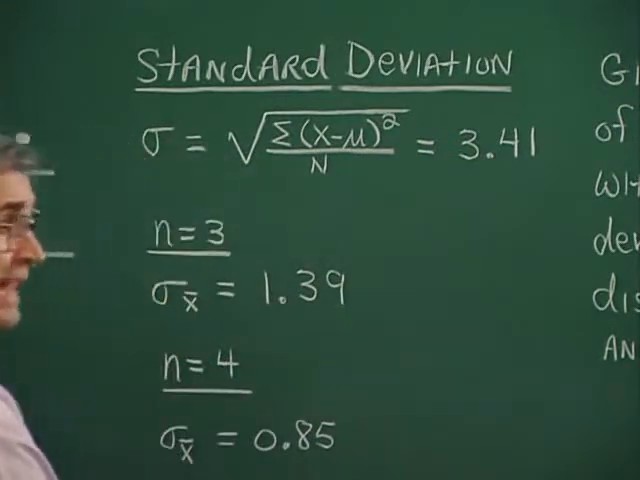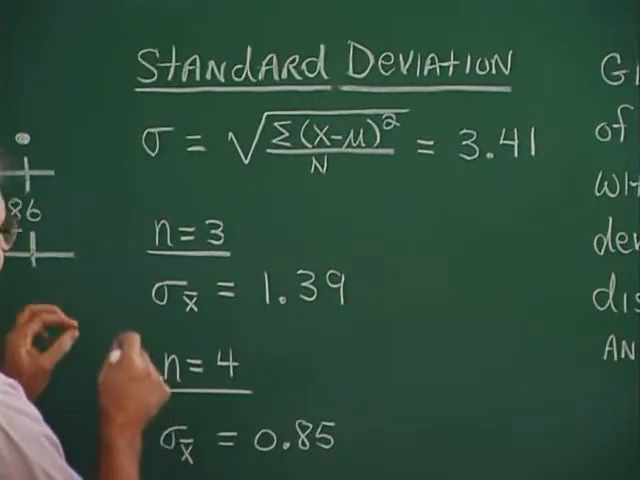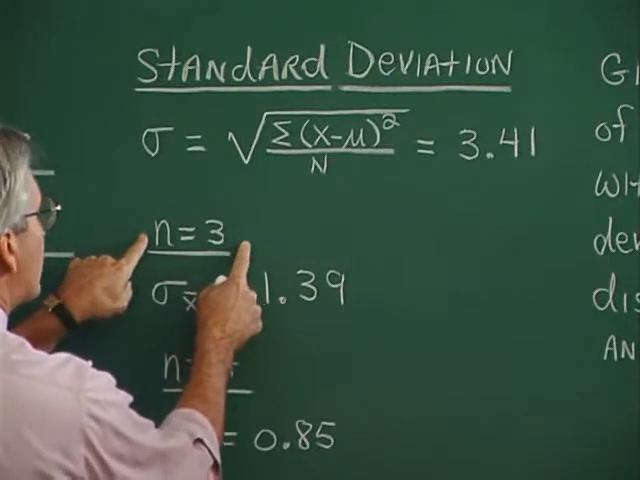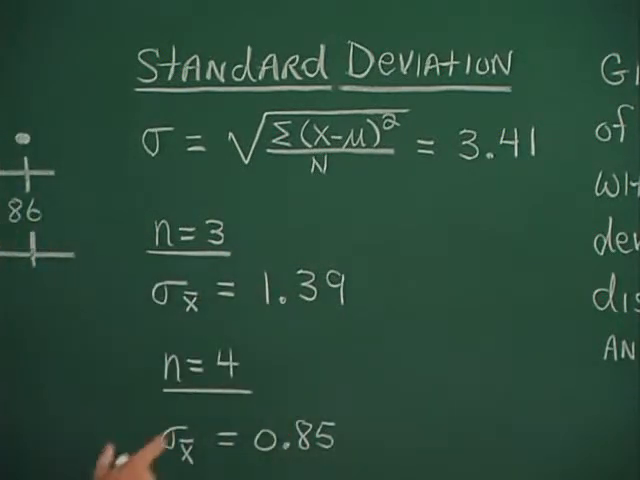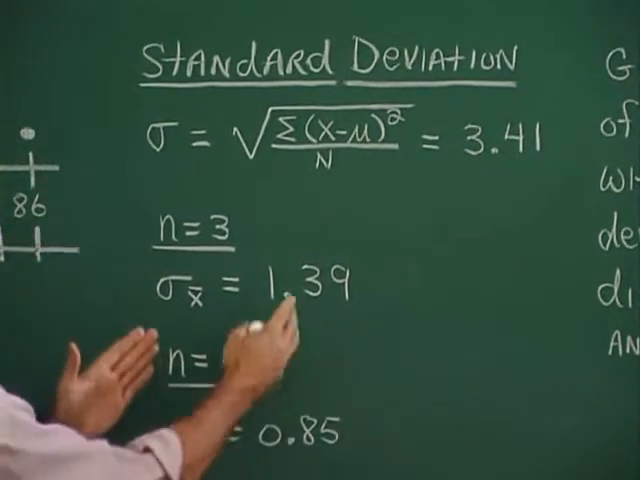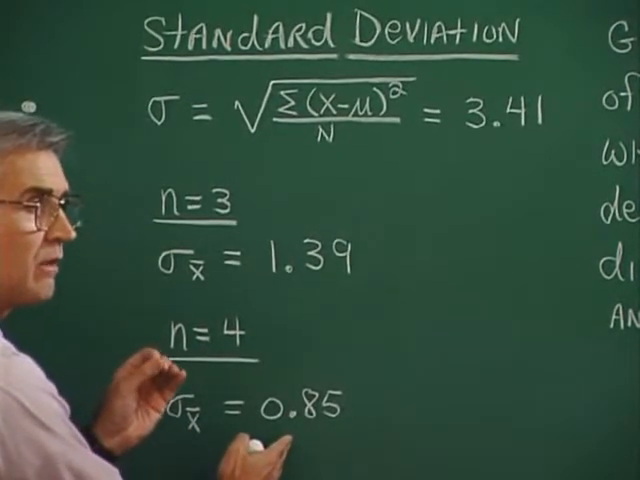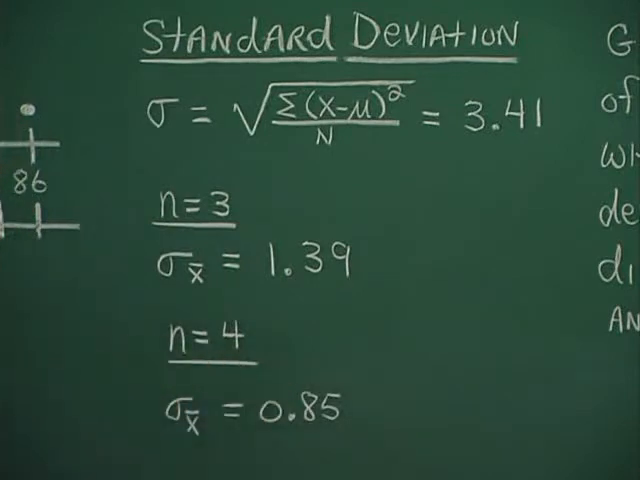If we make a similar calculation for the x-bar distribution, when sample size is 3, we find it to be 1.39. And when sample size is 4, we find it to be 0.85. So we're noticing a reduction in the standard deviation of all 3 of these groups that we're talking about.